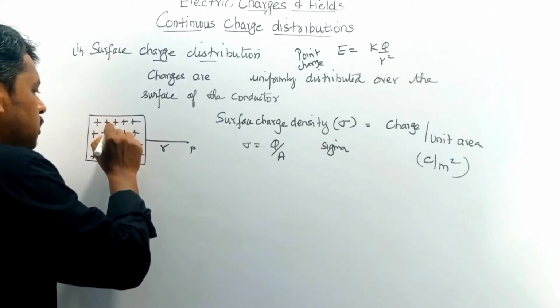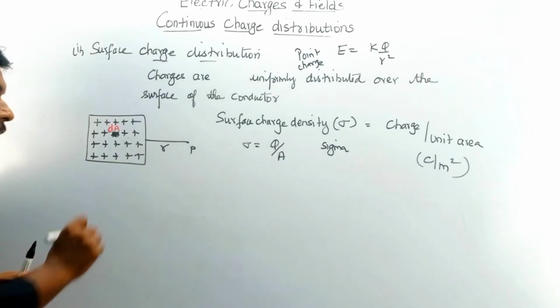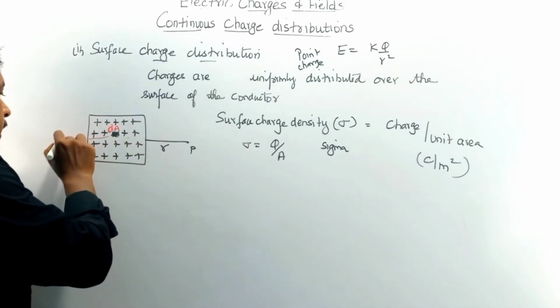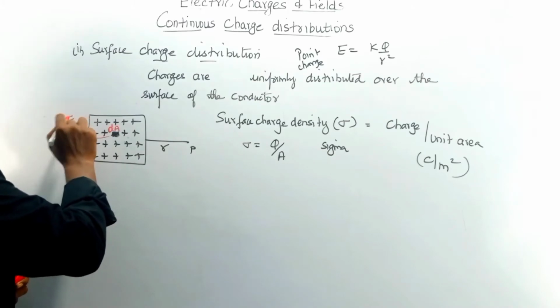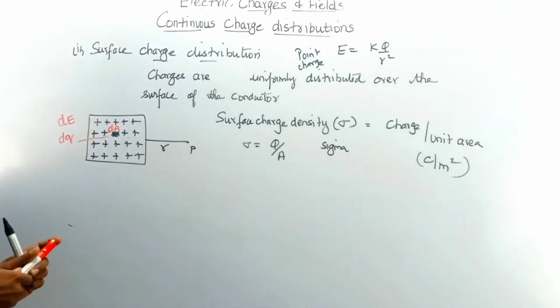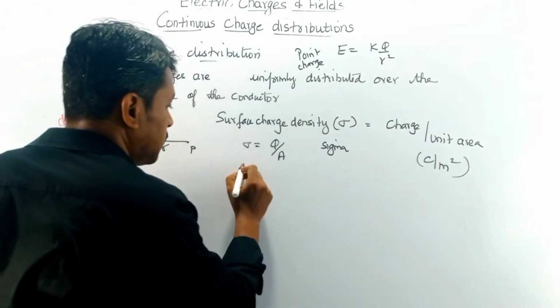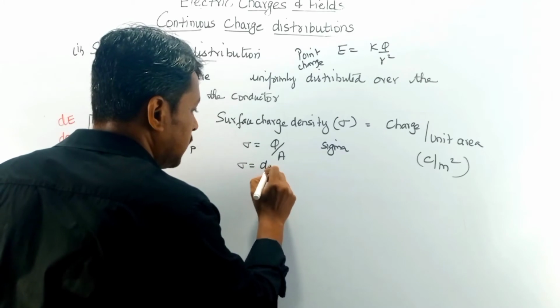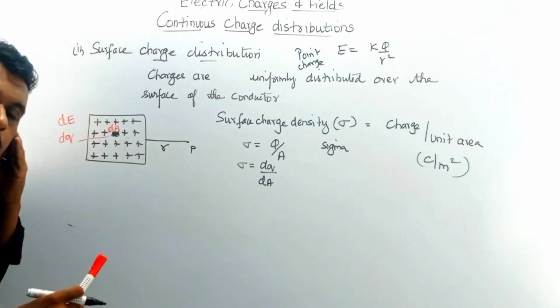Here I am considering this very small element as dA, and the charge of this particular element, let us take it as dq, and the electric field as dE. This is the notation. Now what is the value of sigma for this particular arrangement? Sigma is nothing but dq by dA. This is the value of sigma for this kind of arrangement.